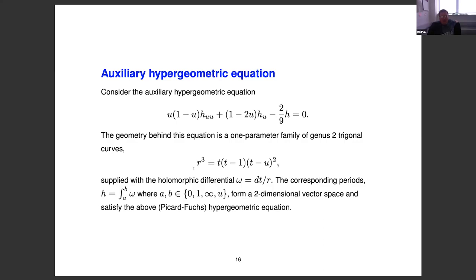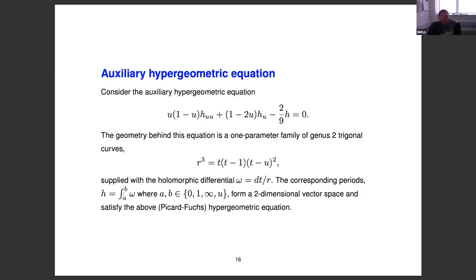In other words, we can integrate this differential from a to b along this curve, where a, b take values among the other branch points of this curve, which are 0, 1, infinity, and u. This is where this thing vanishes, right? So we take all these periods. It looks like there are many of them, right? a and b can vary, can take any of these four values.